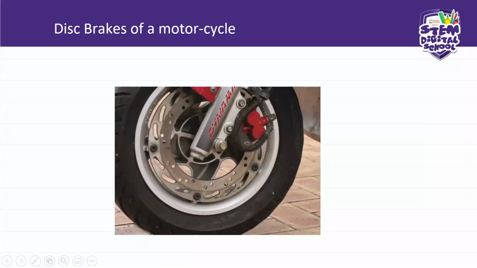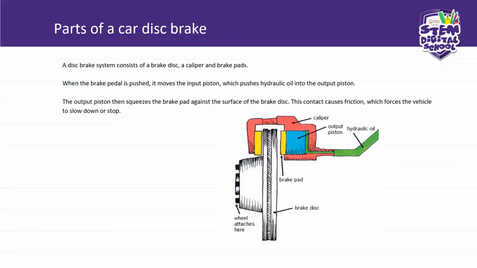Now let us look at the parts of a disc brake. A disc brake system consists of a brake disc, a caliper, and brake pads. This is the brake disc. When the car is stopping and it's making a screeching sound, it means that the braking system is compromised. The brake pads must be changed.